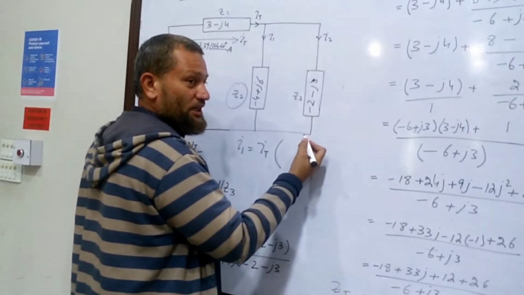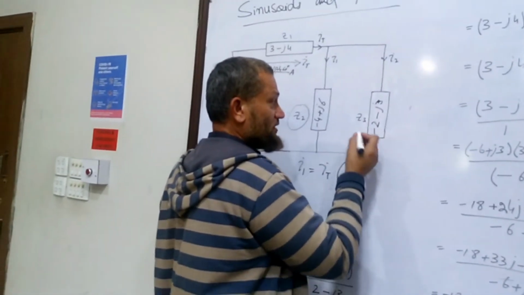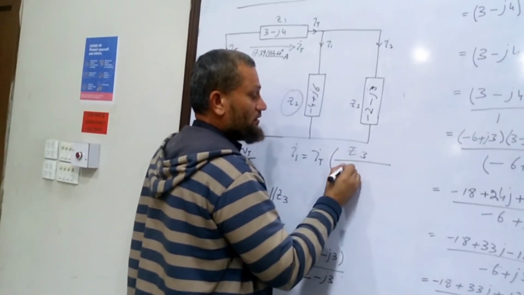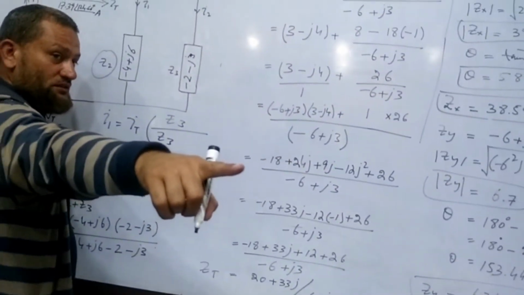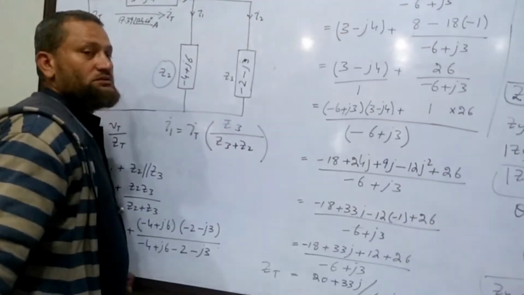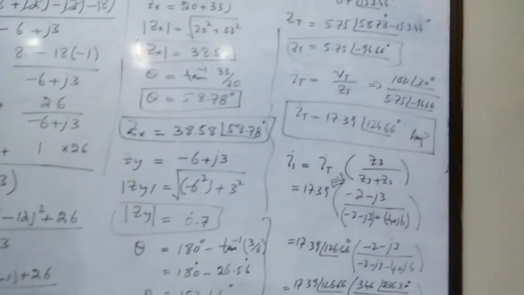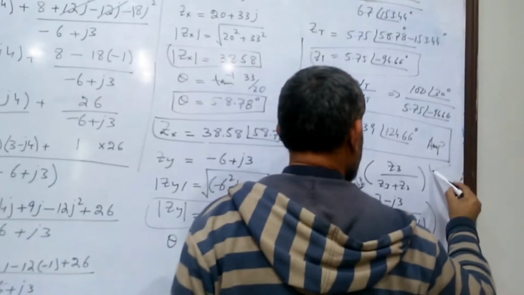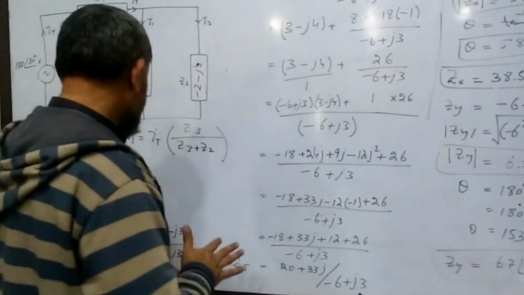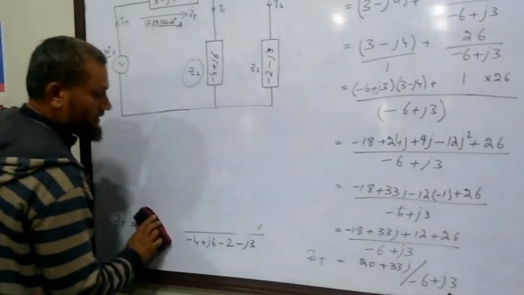In the numerator, put the opposite Z. That is Z3, so Z3 is over here, over Z2 plus Z3. Just write over here this one. So we found I1.